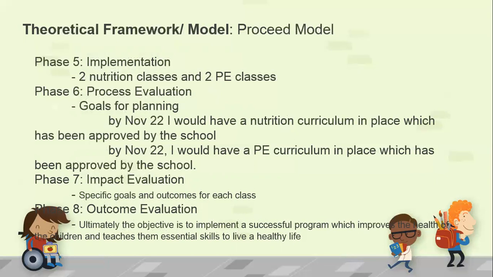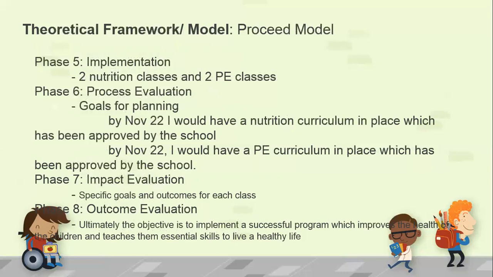Moving on to phase 6, the process of evaluation helped me create a curriculum in a timely fashion, taking into account the program schedule and teaching an evidence-based nutritional and PE course to the children. Phase 7 helped me determine what specific goals and objectives I wanted to take from implementing these classes. For both nutrition and PE, the goal was for the children to verbalize the importance of good nutrition and the desire to partake in more physical activity classes.